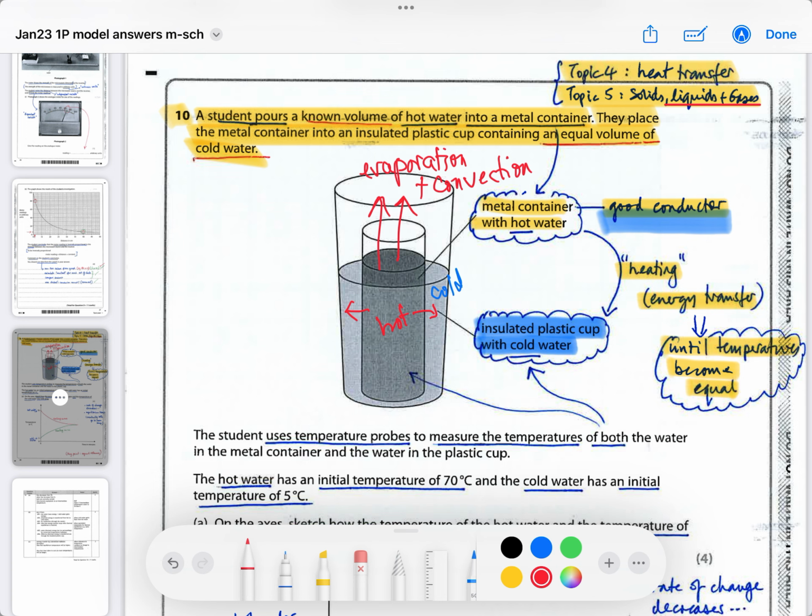So you need to be able to describe conduction, yeah? So conduction is normally in solids, and then you've also got to be able to describe other forms of energy transfer, okay?